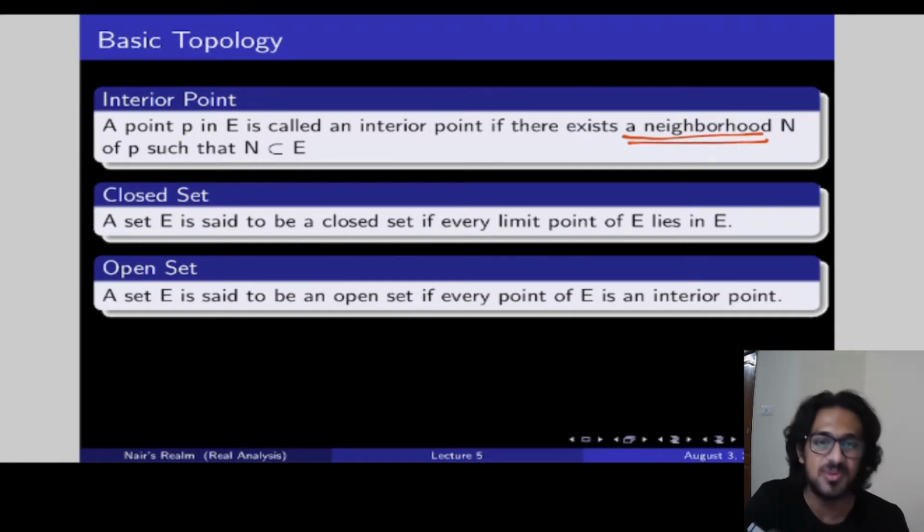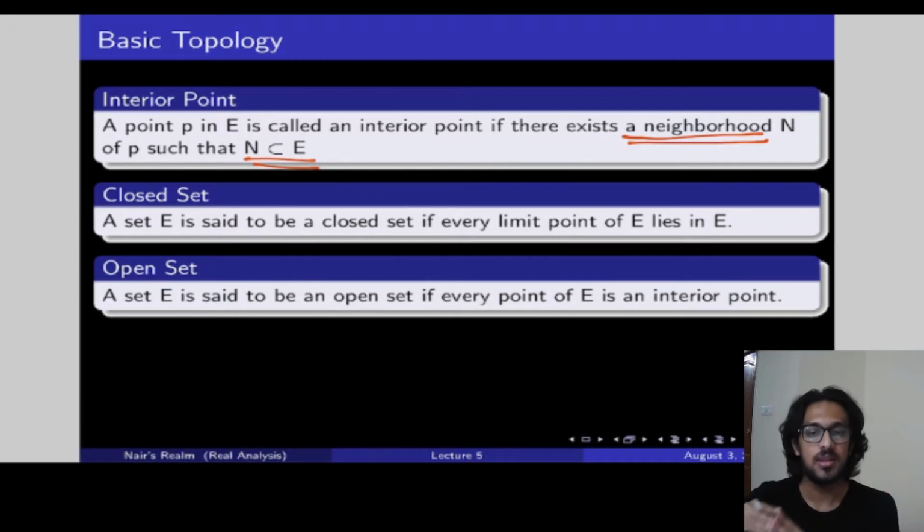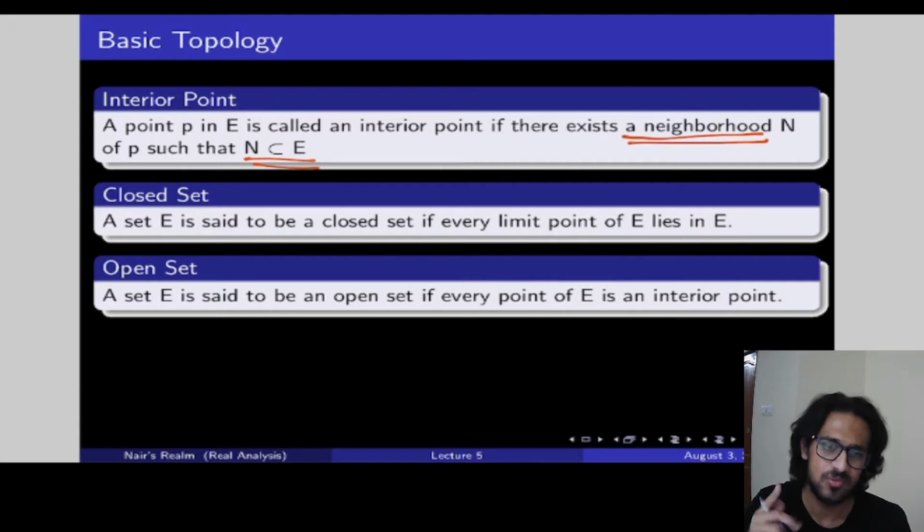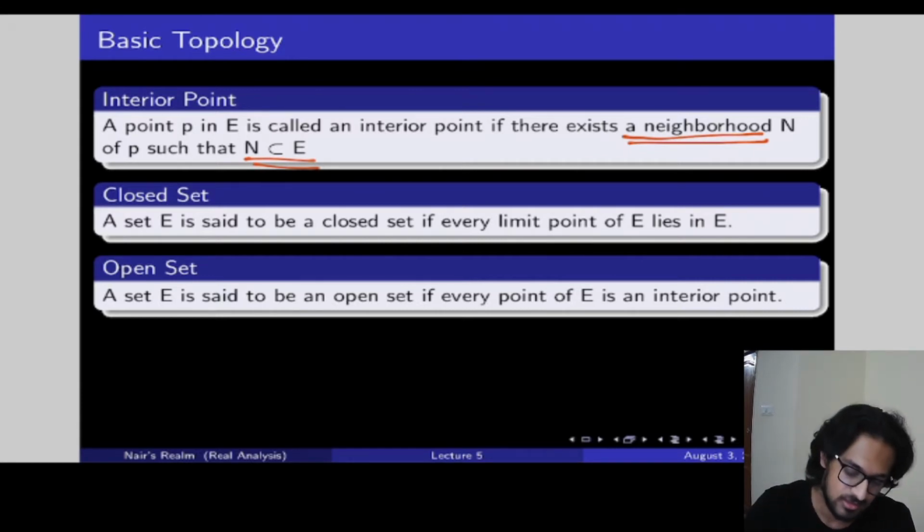So there just has to be one neighborhood N, centered at P, such that N is a subset of E. That's it. That means all the points of N should lie inside E. That's the only thing. There should be at least one. If there are more, it's perfectly fine. But we need only one neighborhood to exist with this property, that N is a subset of E. And then we can say that yes, P is an interior point.